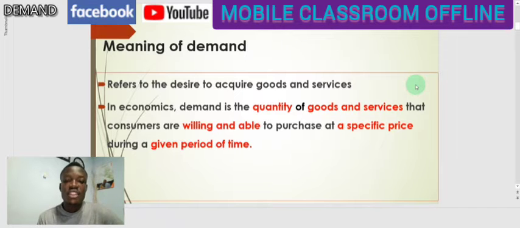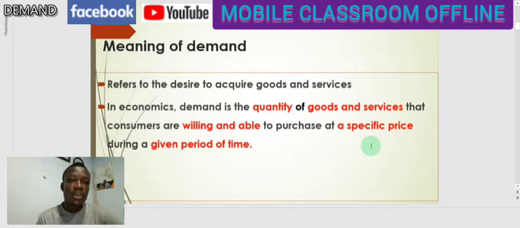Just like any English word, in the basic sense, we can say that demand refers to the desire to acquire goods and services. So if I have the desire to get something, then in basic terms, I can talk about it as demand. But then in economics, we refer to demand as the quantity of goods and services, or in other words, the quantity of commodity that consumers are willing and able to purchase at a specific price during a given period of time.